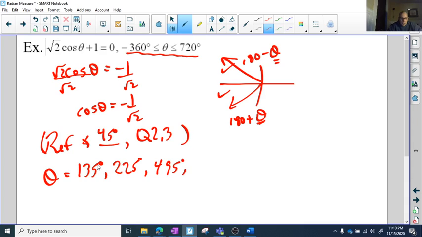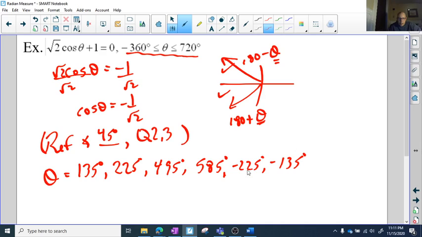I'm going to add 360 to 225. That'll give me 585. Now, of course, you couldn't add 360 to these again because it would be beyond 720. However, I could go back to these and subtract 360 from each one. 135 minus 360 is a negative 225, and 225 minus 360 is a negative 135.